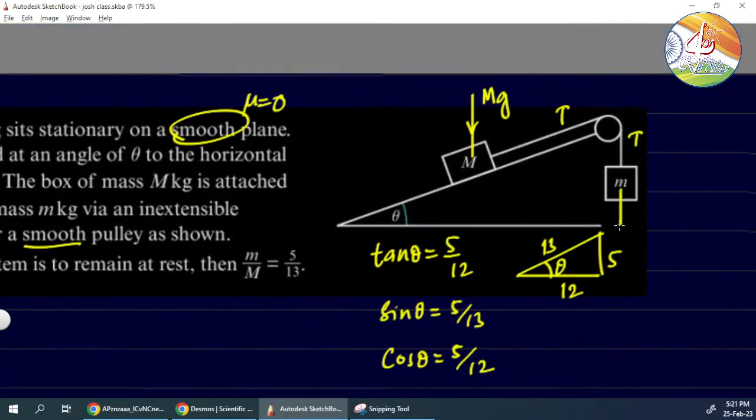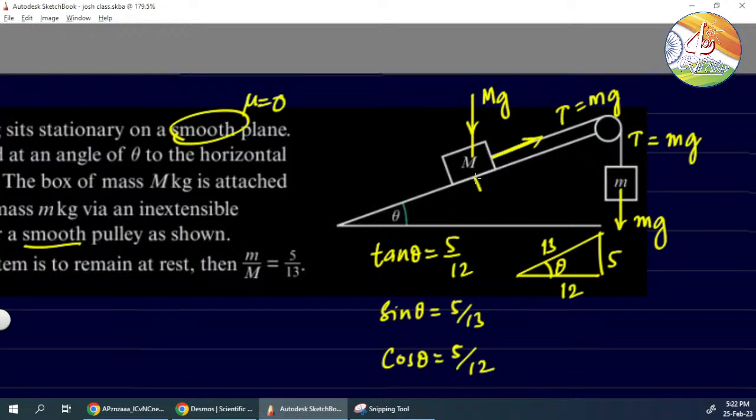So downward force is how much? Small m into g is the downward force. Now if you take the free body diagram of this, there are only two forces. Downward force is m into g, and tension is the upward force. So tension will also be equal to this, because action is equal to reaction when there is no friction. Now the same tension will act on this side.